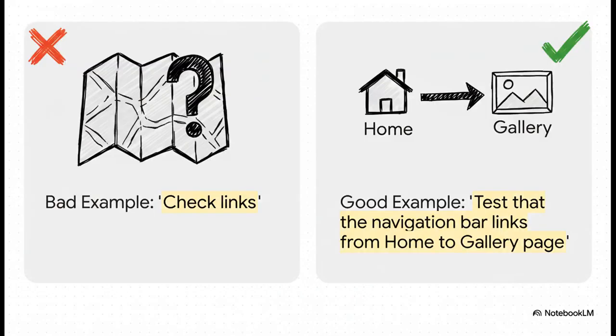Now that first test column, this is where people get lazy and lose marks. Vague stuff like buttons work is going to get you nowhere. You have to be super precise, like you're a real developer writing a test script. So instead of check links, you write, test that the navigation bar links from the home page to the gallery page. See that detail? That's what they're looking for.